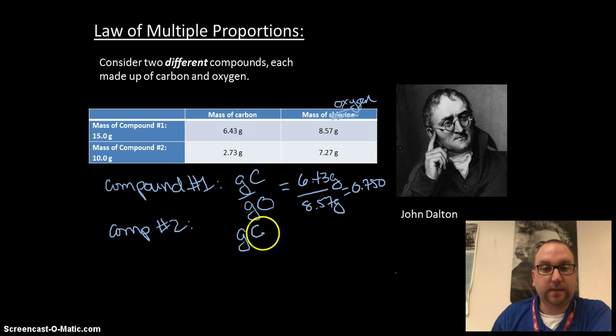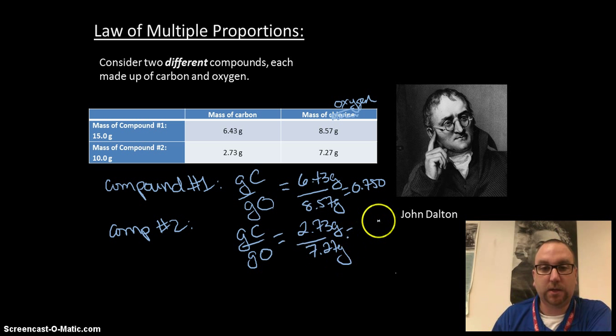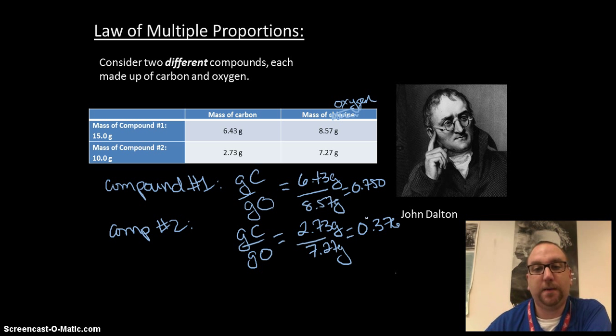For compound 2, we'll again take the grams of carbon to the grams of oxygen, but remember these are different compounds, so we're not going to get the same ratio. We'll get 2.73 grams of carbon divided by 7.27 grams of oxygen. So this gives us 0.376. Okay, so these again are the ratio of the masses of the two elements for two different compounds.